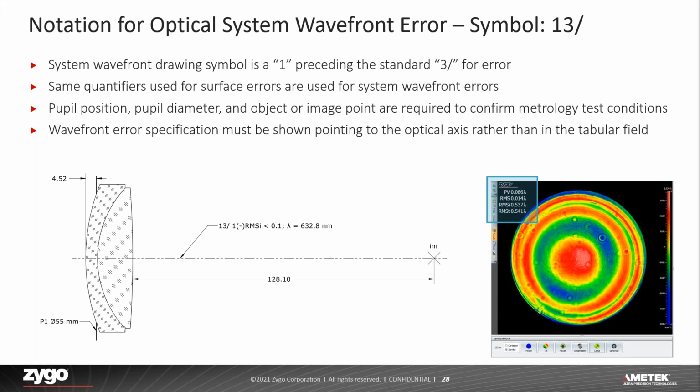When looking at the transmitted wavefront, additional information is needed for the transmitted wavefront specification. You must list the pupil position, pupil diameter, and object or image point to be used in the testing condition along with the specified tolerance. This information is necessary for metrology conditions. The output information for transmitted wavefront is shown in MX in the standard interferogram view rather than a separate tab.